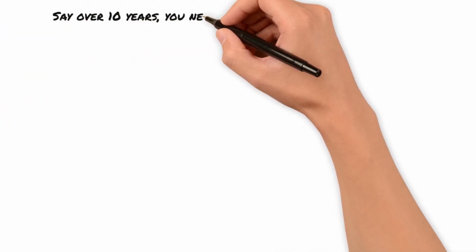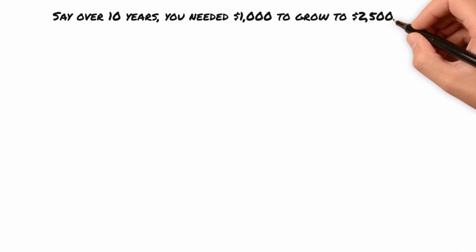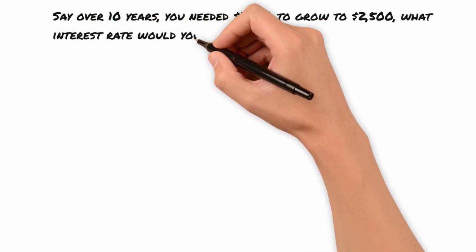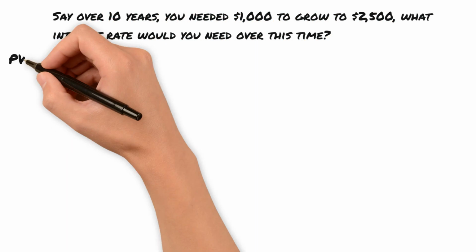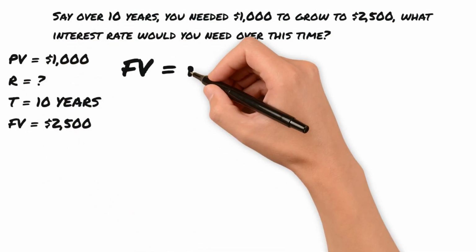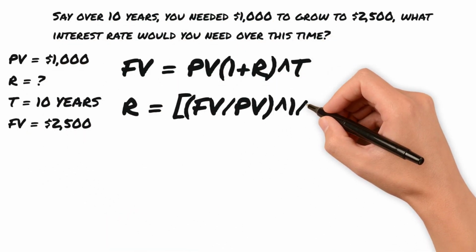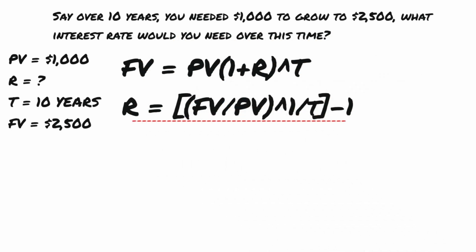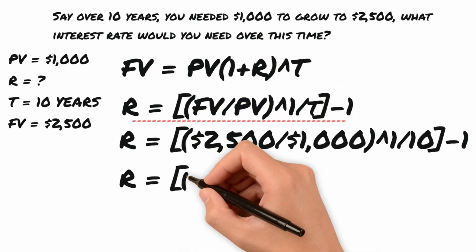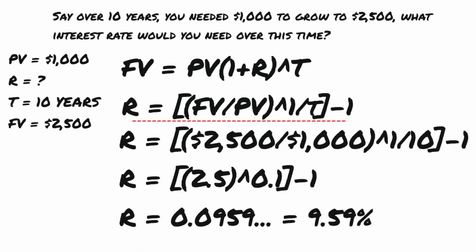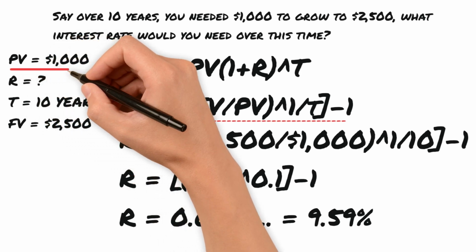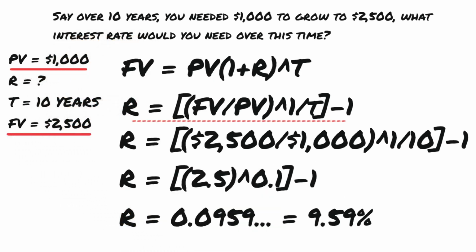Now let's calculate the interest rate. Say over 10 years you needed $1,000 to grow to $2,500. What interest rate would you need over this time? Once again, rearranging the future value formula will give us this new formula, isolating our interest rate. Plug the givens into our formula, calculate and simplify, and we end up with a 9.59% interest rate. Meaning, in order to grow $1,000 to $2,500 in 10 years, you'll need to invest it at a 9.59% rate.